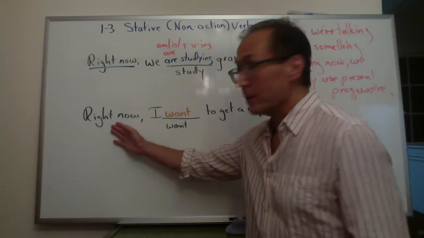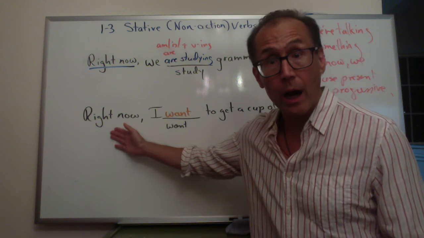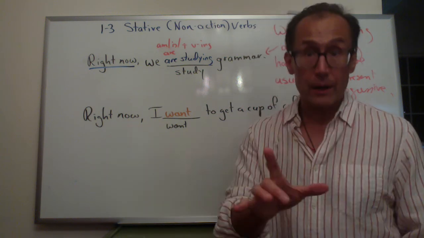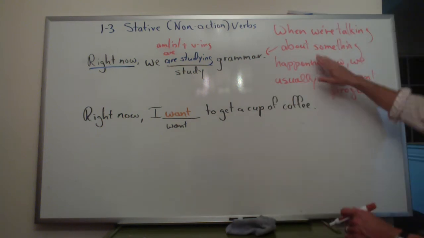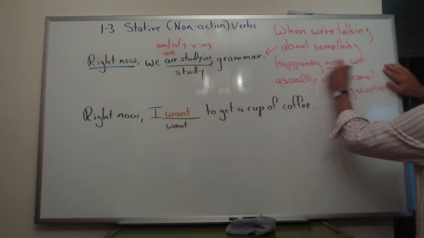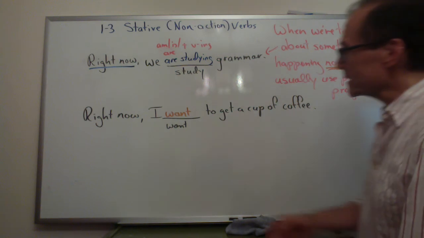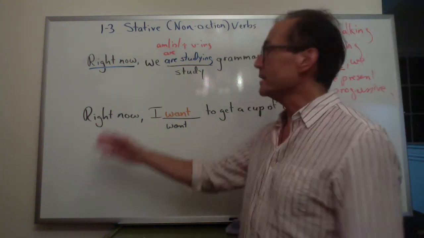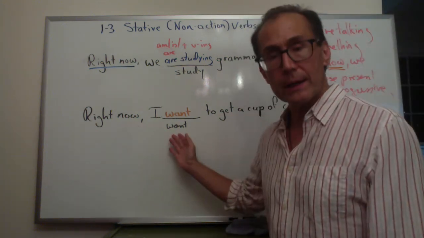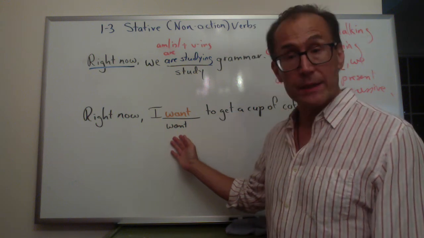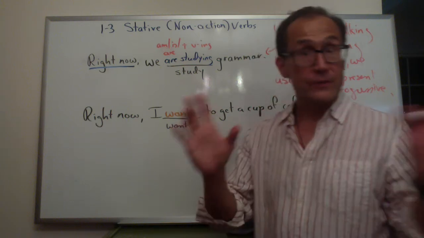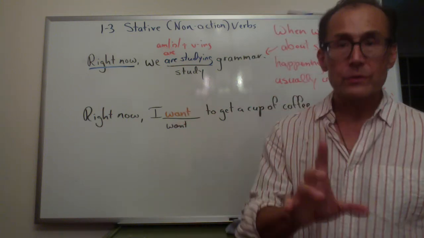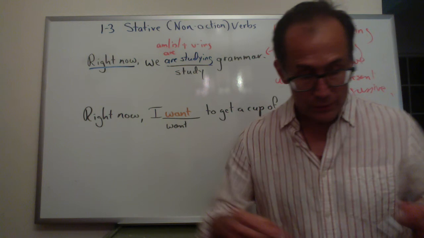What time am I talking about? Right now. So, I just said here, when we're talking about something happening now, we usually use present progressive. Well, this is now. Why did I use a different verb tense? Why did I use simple present? That's a very good question. Here's the rule that you need to know and that you will need to remember.